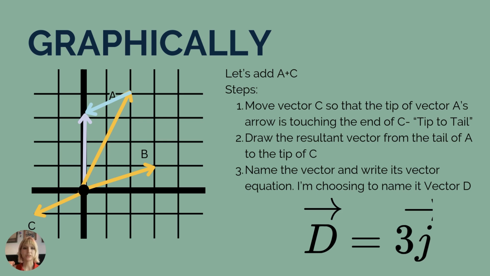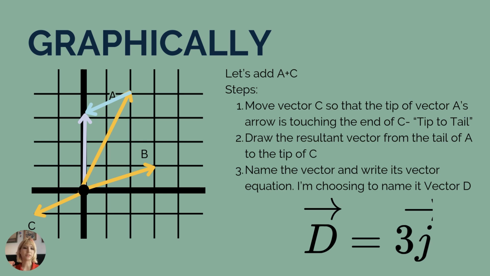So now if we were to do A plus C, I'm going to move vector C so that the tip of vector A's arrow is touching the end of vector C. This is tip to tail. Draw the resultant vector from the tail of A to the tip of C. Name our vector and write its vector equation.